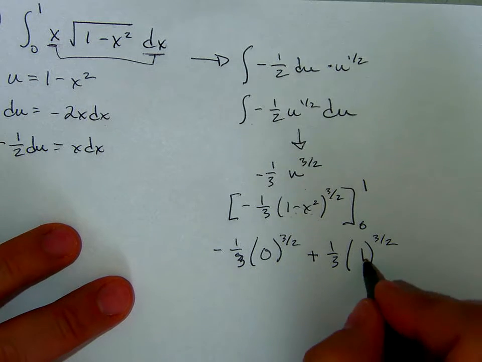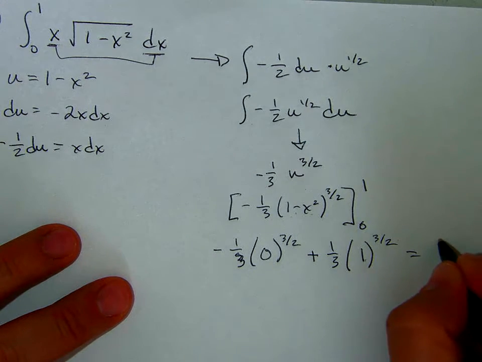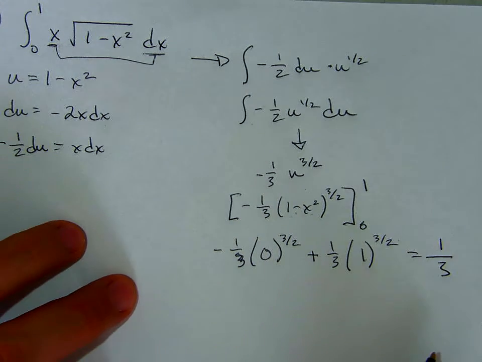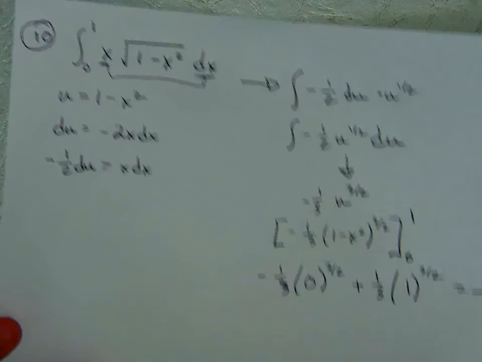And that just gives me, well, 1 to the 3/2 is 1, and that gives me 1/3 as my final answer. Obviously, this whole part becomes 0. So I end up with 1/3. And that is number 10.